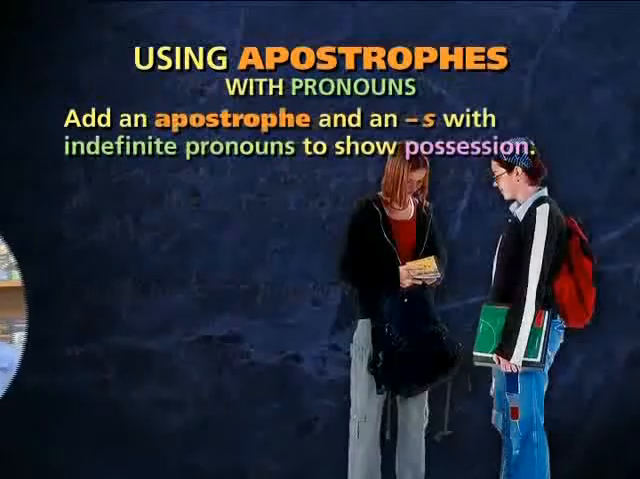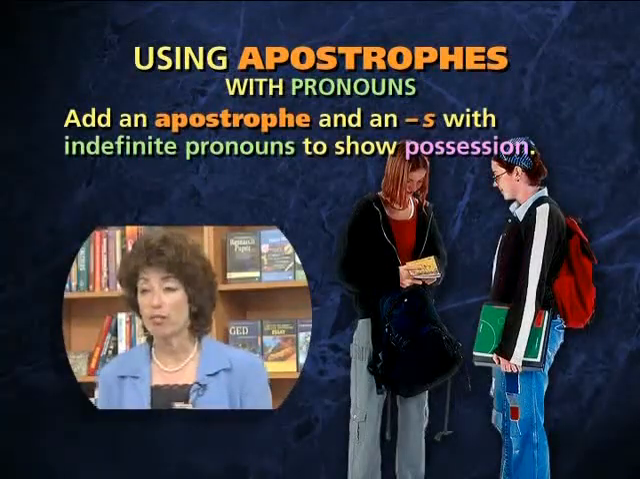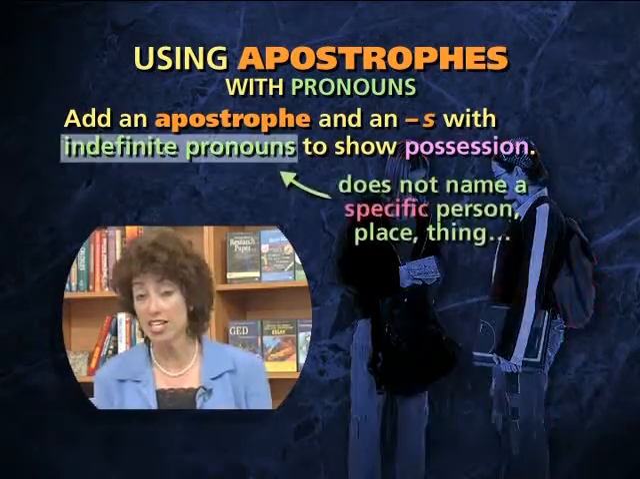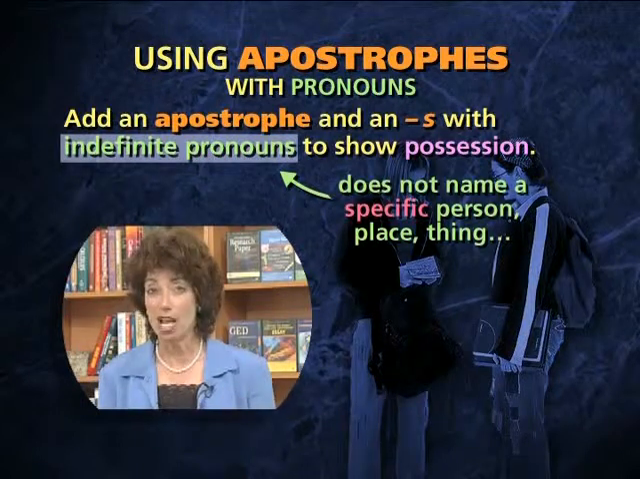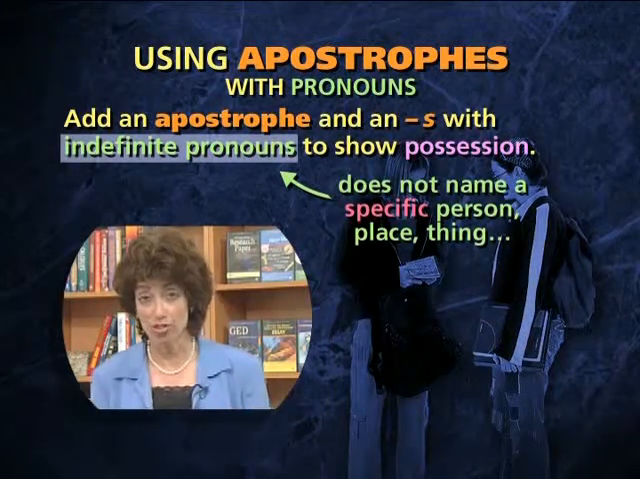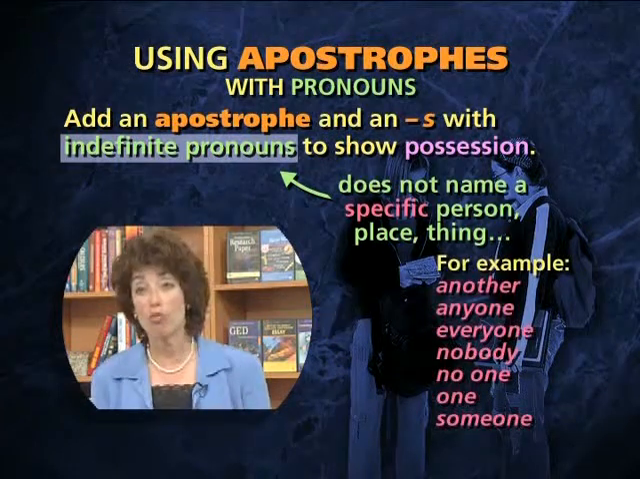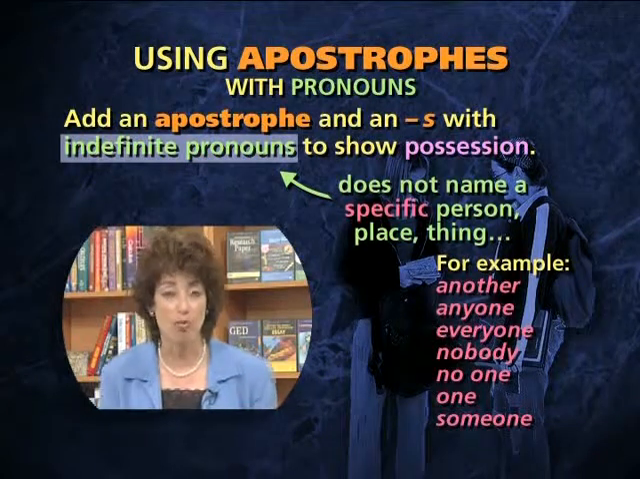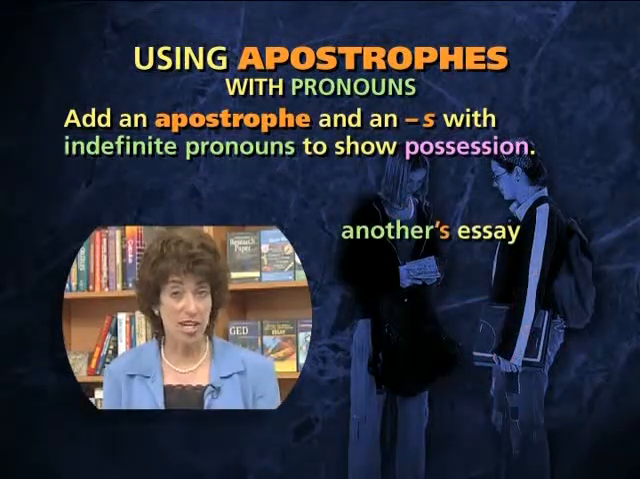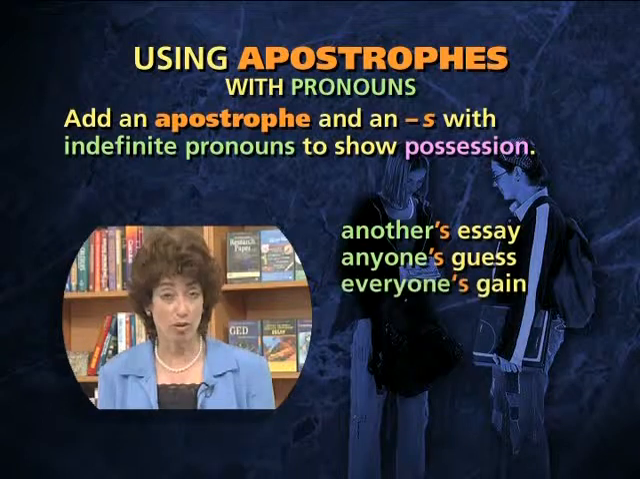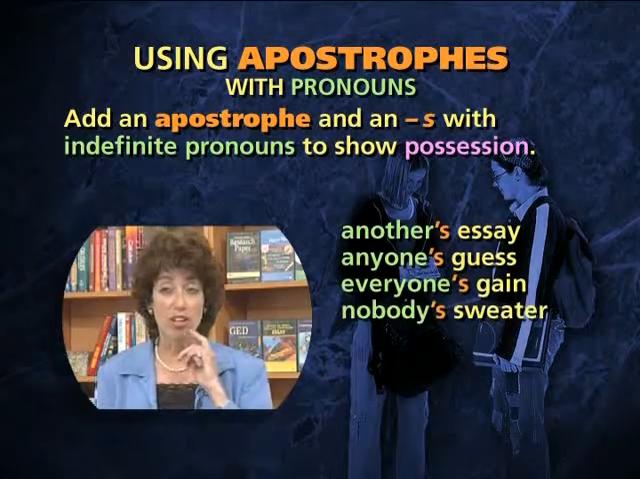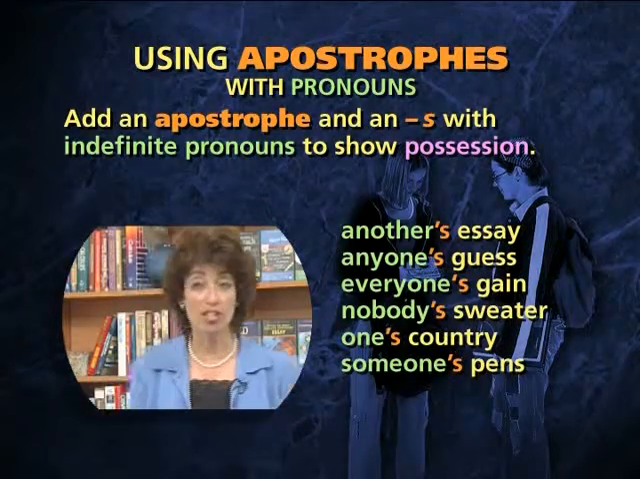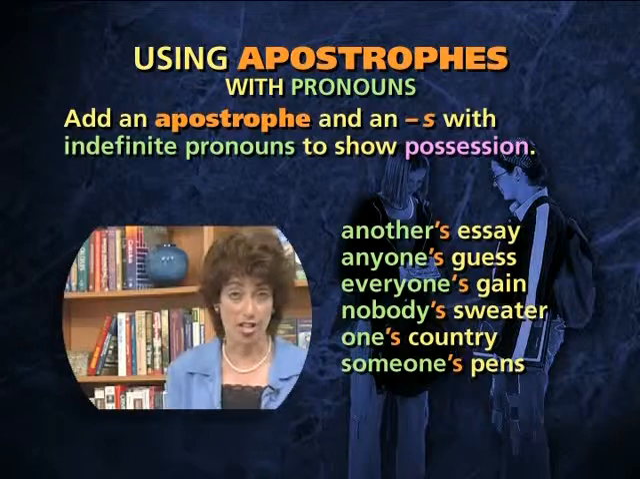Now with pronouns, you just add an apostrophe and an S with the indefinite pronouns to show possession. Remember that an indefinite pronoun does not name a specific person, place, or thing. Another, anyone, everyone, nobody, no one, one, someone. Those are all indefinite pronouns. So another's essay, anyone's guess, everyone's gain, nobody's sweater, one's country, someone's pens. It's always apostrophe and S.